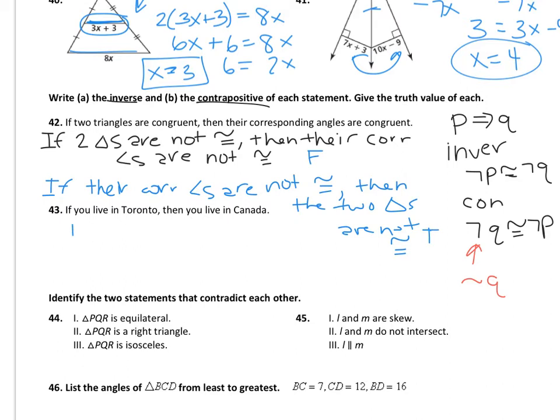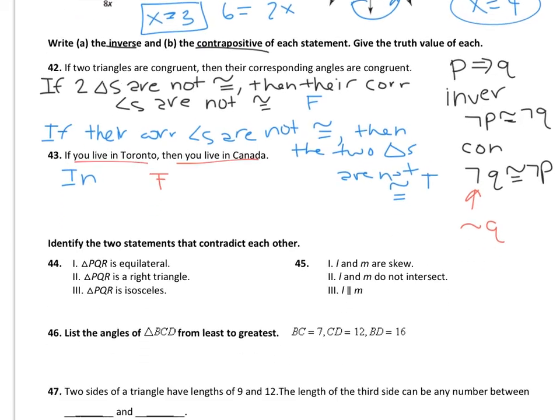So 43, the inverse is, if you do not live in Toronto, then you do not live in Canada. That's true. Wait, that's false. You could live in Ontario, Canada. So you wouldn't be living in Toronto, but you would be living in Canada. And then the contrapositive is, if you don't live in Canada, then you don't live in Toronto. That's true. So if you're not living in Canada, you can't live in Toronto.